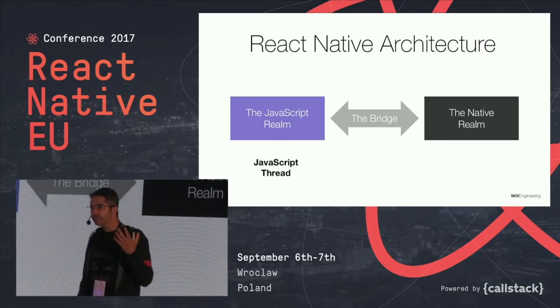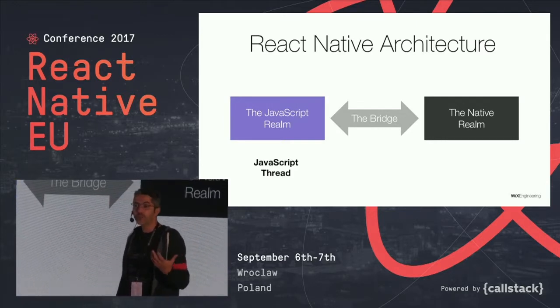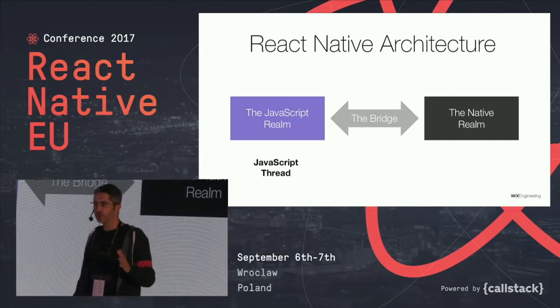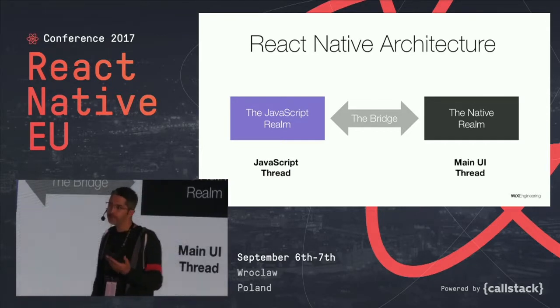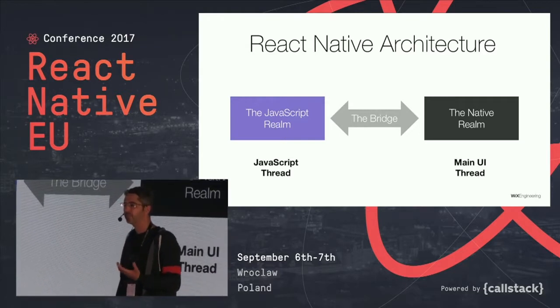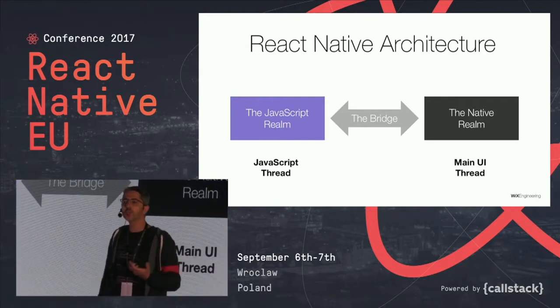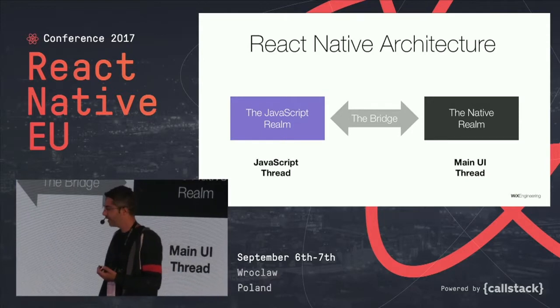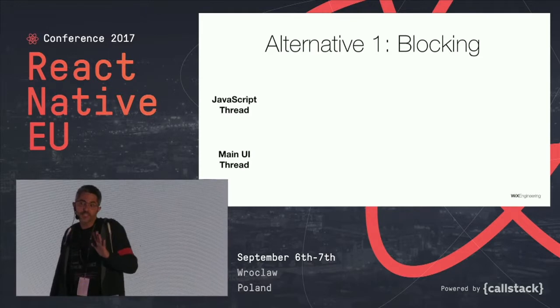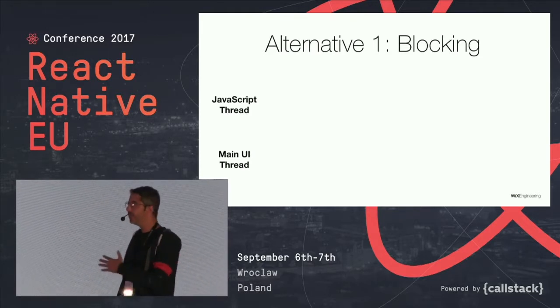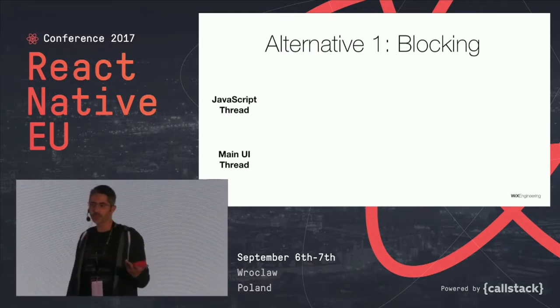If we go into a little bit of specifics, then the JavaScript realm runs on a thread. There is a thread in your app charged with running the JavaScript code, and there is a different thread. There are many native threads, but the main one is the main thread, both on iOS and Android, and all the UI has to take place over there. So let's take a look at some design decisions that we could make when implementing a system that has the communication between these two parts.